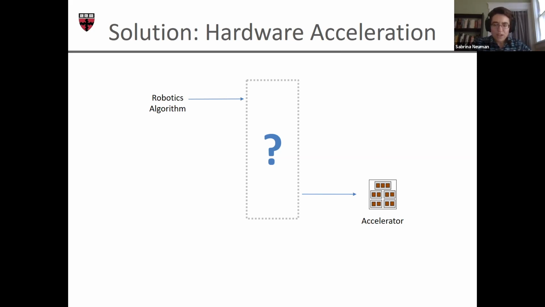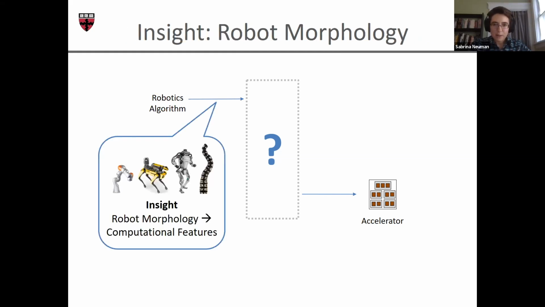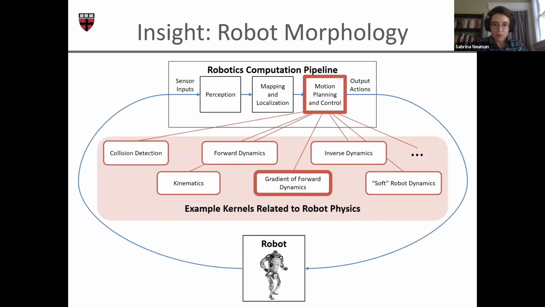So today, the method of doing this I'm going to focus on has one key insight, which is that for a lot of the algorithms in motion planning and control, there's a relationship between robot morphology and computational features of the algorithms. Well, this applies kind of broadly across a lot of kernels within motion planning.